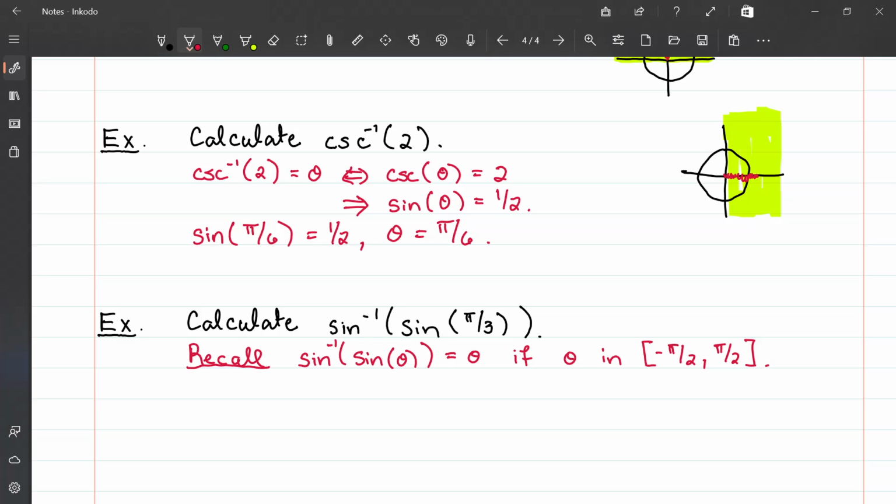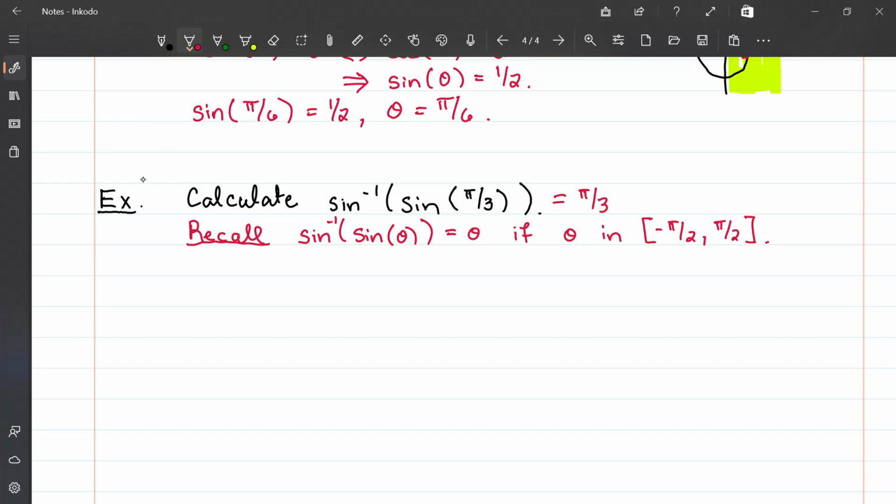We wrote this down on the previous page when we defined these functions, and it's important here because as I look at my problem, I realize pi over 3 is in this interval. Specifically, pi over 3 is a quadrant 1 angle, so it makes perfect sense that it should be less than pi over 2, and it's definitely bigger than negative pi over 2. With that said, I really don't need to do any calculation. The answer is just pi over 3.